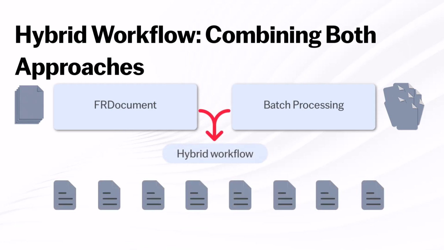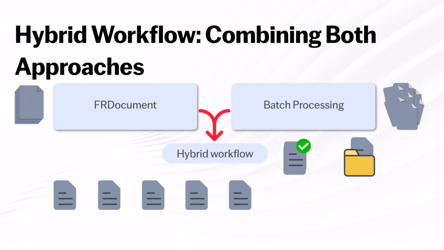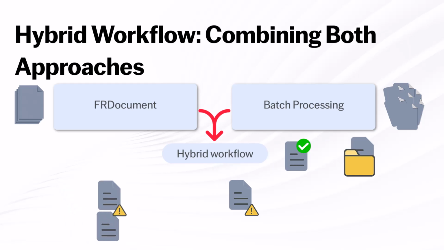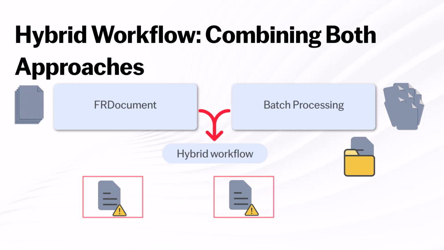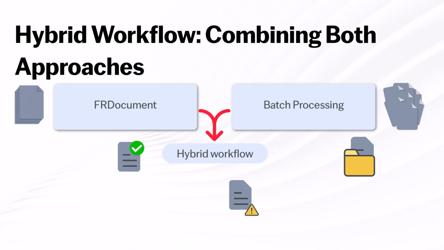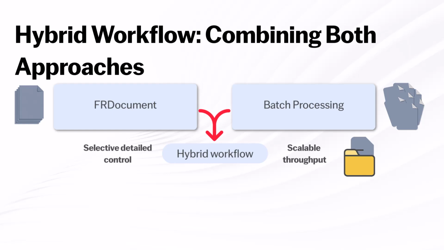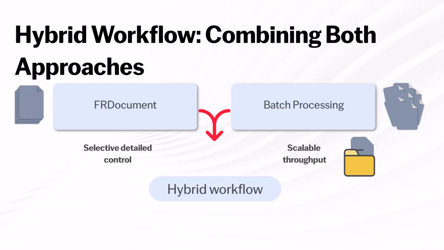Both can be combined in a hybrid workflow. A common pattern is to use BatchProcessor for high-volume, consistent processing, and then use FRDocument only where deeper access is needed. For example, when the batch pipeline flags specific documents or pages for special handling, those pages can be opened or reprocessed with FRDocument for inspection, parameter tweaks, or custom post-processing. This way, batch processing drives throughput, while FRDocument is applied selectively for exceptions, delivering both scalability and fine-grained control.